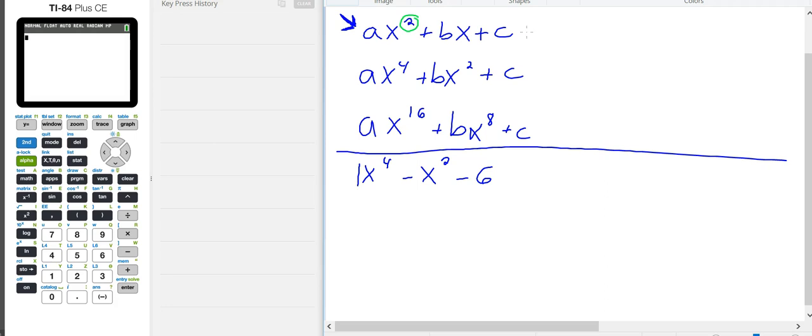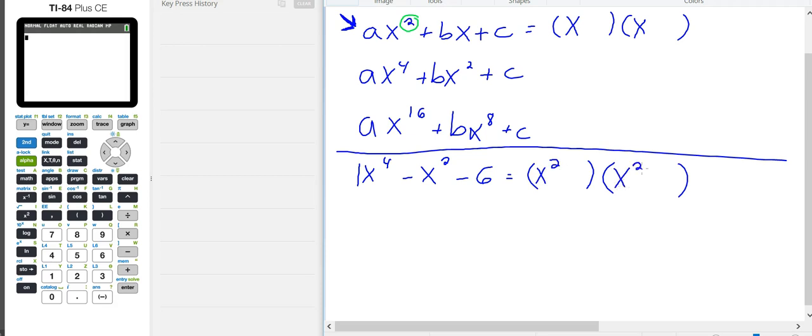When we do reverse FOIL, when we have an expression like the one on the first line on this page, ax squared plus bx plus c, when we have our two factors inside the parentheses, the first term of each of the factors is always going to be equal to x. When the highest exponent is greater than 2, let's say x to the fourth, as long as it's an even exponent, the first terms are always going to be half of that exponent. So in this case, it would be x squared and x squared.